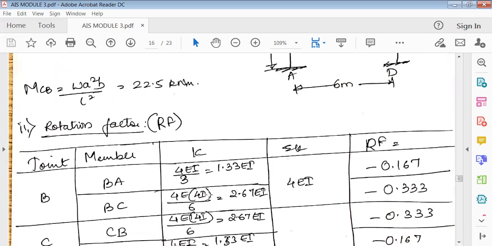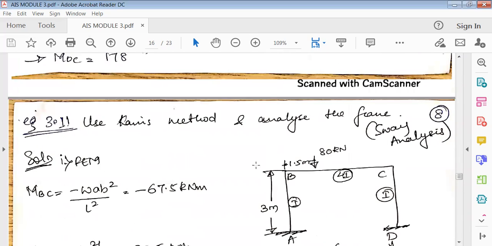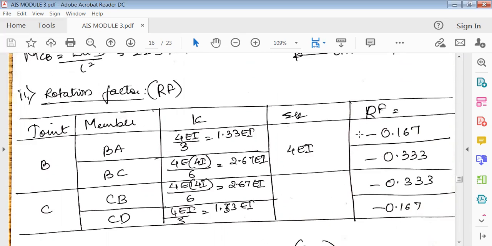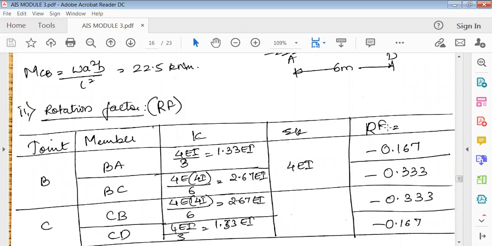So first, joint B. For BA, K is 4EI by L, and for BC, again it is treated like a fixed support, so it is 4EI by L. Then add both of these, and you'll get summation K, that is 8EI by L. Then joint C, CB and CD: it is 4EI by L, 4EI by L. We add both of these. Then find the rotation factor. Rotation factor is nothing but minus 1 by 2 times K by summation K.